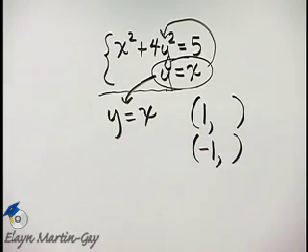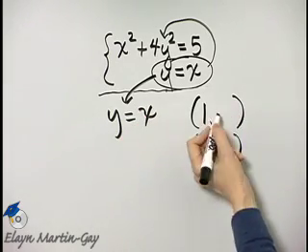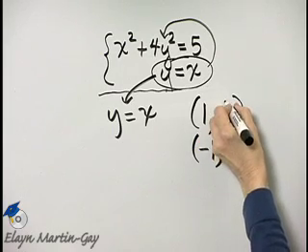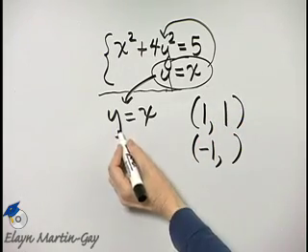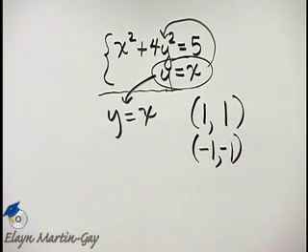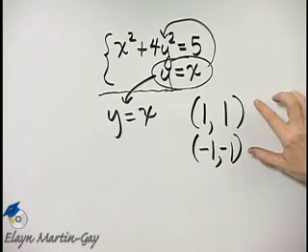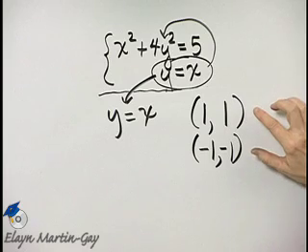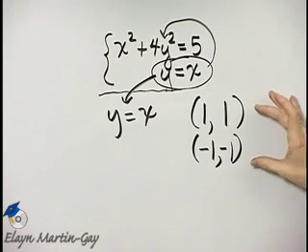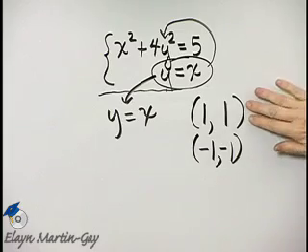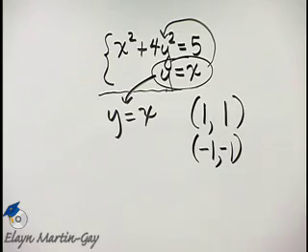So if x is 1, what's y? Well, y is the same thing. y is x, so y must be 1. If x is negative 1, what is y? y is negative 1. Now check these two ordered pair solutions, but they will check in both equations. So here's our solution. This is an ordered pair solution, and this is one.